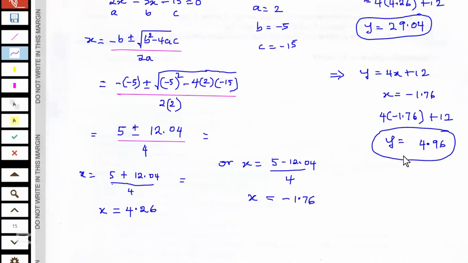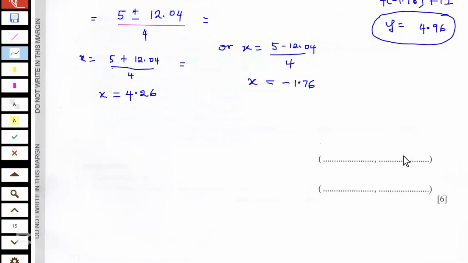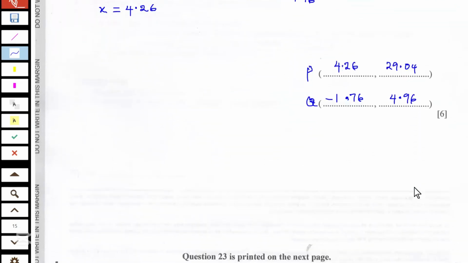So we can rewrite the answers in the given space here as P and Q. For P, we've got when x is 4.26, y is 29.04. And for Q, when x is negative 1.76, the value of y is 4.96. So that's it for question 22.